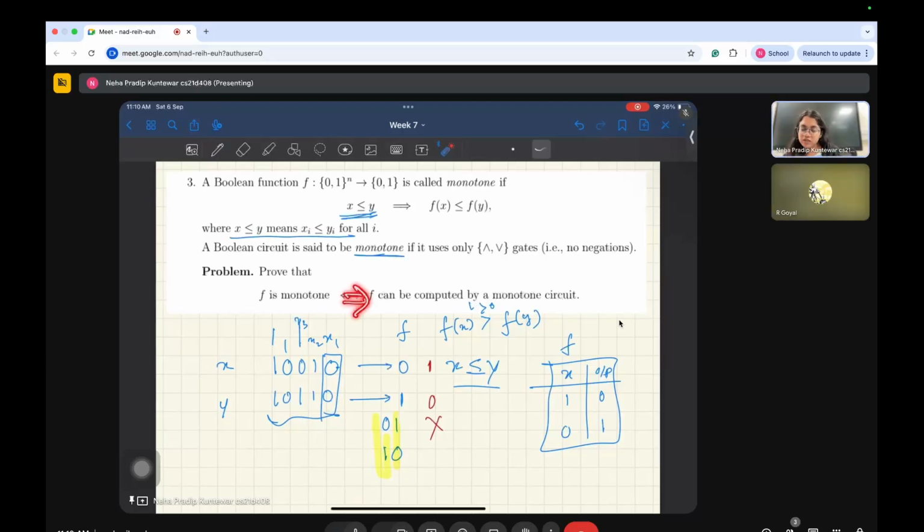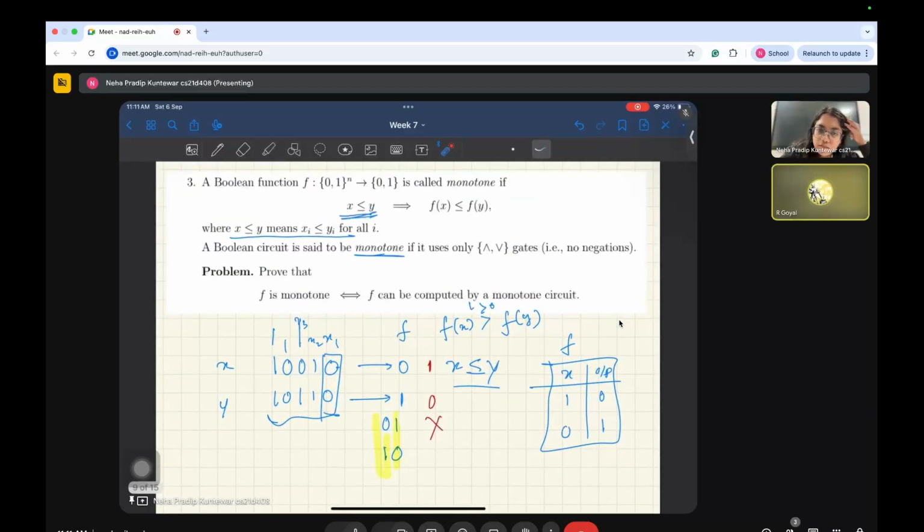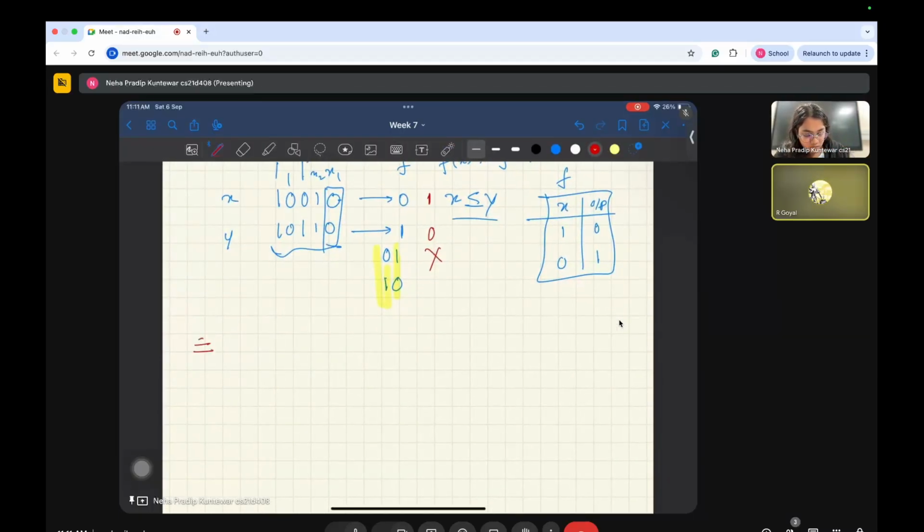That is one direction of this. You also have to show the other direction, that if it is a monotone circuit, then the function it is computing is a monotone function. I think the backward direction would be easier, maybe. So if I have to use only ANDs and ORs, say if I take AND of 0 and 0, its AND is a 0 and 0 OR 0 would also be a 0.